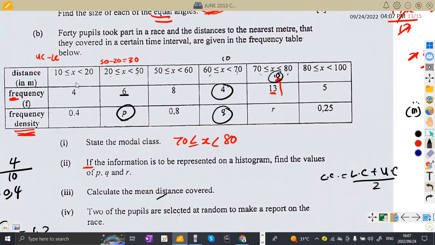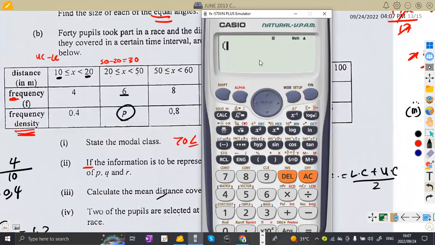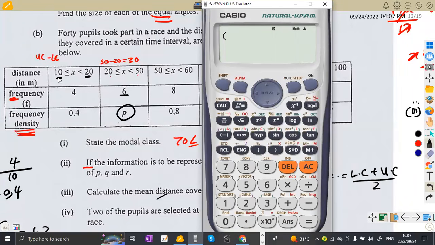So this is what I'm simply doing. This is your lower class. The first class is 10 plus 20 divided by 2. So guys, this is what you simply do on your calculator. You put a fraction or a bracket like this, then you add inside the bracket: 10 plus 20. You close the bracket, you divide by 2, and you're going to get 15.